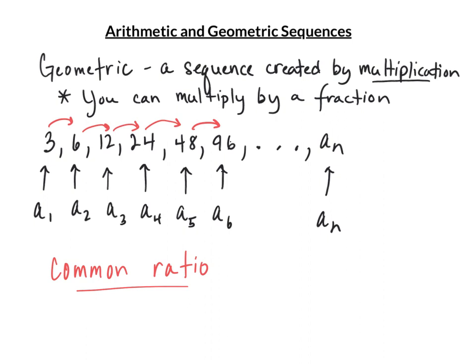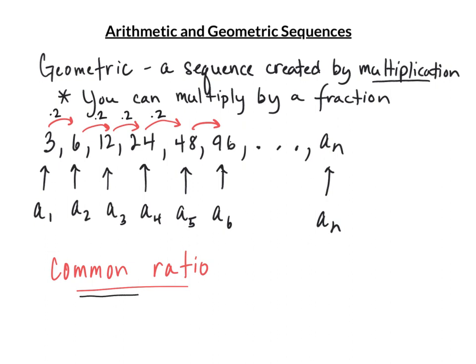An arithmetic sequence is created by addition. A geometric sequence is created by multiplication. Look at the example sequence below. From 3 to 6, I multiply by 2. From 6 to 12, I multiply by 2. 12 to 24, keep multiplying by 2. Every time I move one position, I multiply by 2.